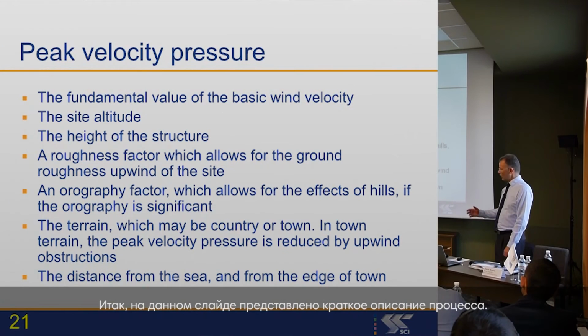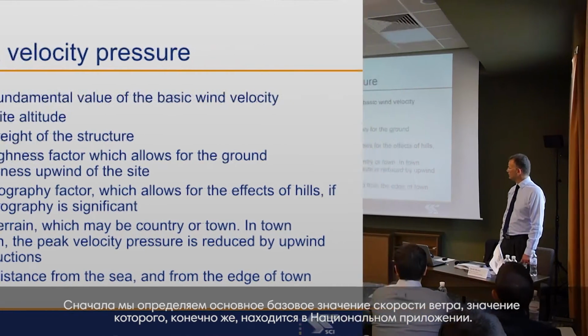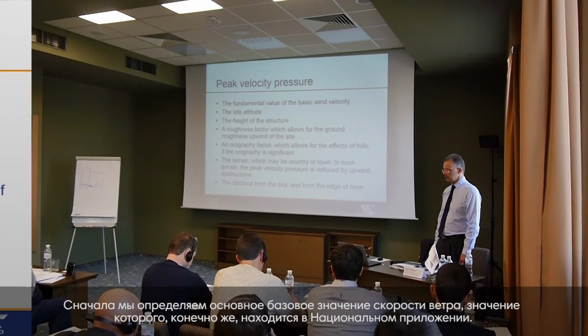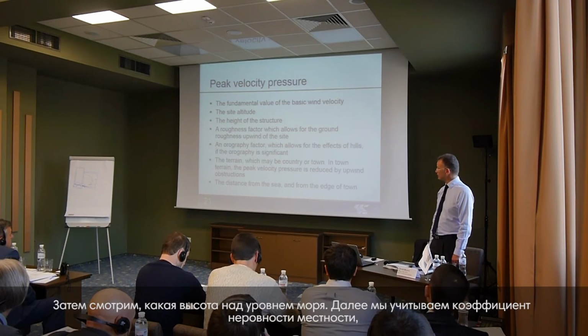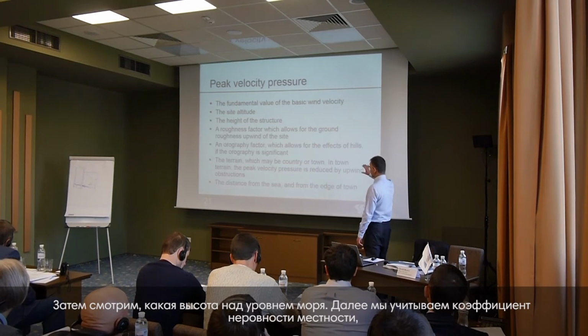So this is an overview. We would take the basic wind velocity from some figure, and that will be a figure no doubt in the National Annex. We allow for site altitude. We allow for the ground roughness.